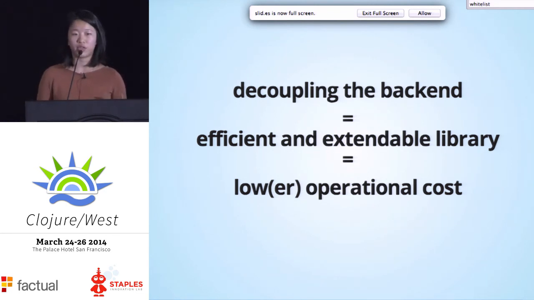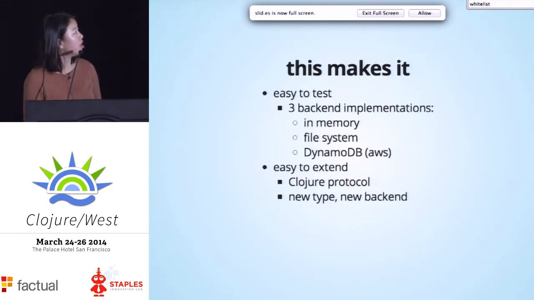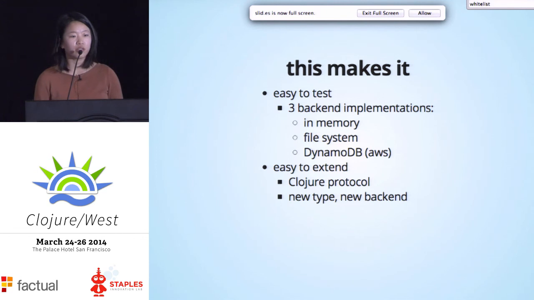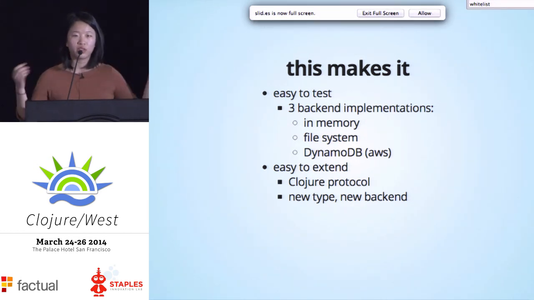This also gives us a lower operational cost because it's easy to test another backend. I think it took someone on my team maybe 1 day to write the in-memory store, and it was very easy. And we could test in memory. Our backend API is implemented with closure protocols. So if you want to write a new backend, all you have to do is implement all those protocols and you have a new backend. That's easy, right?